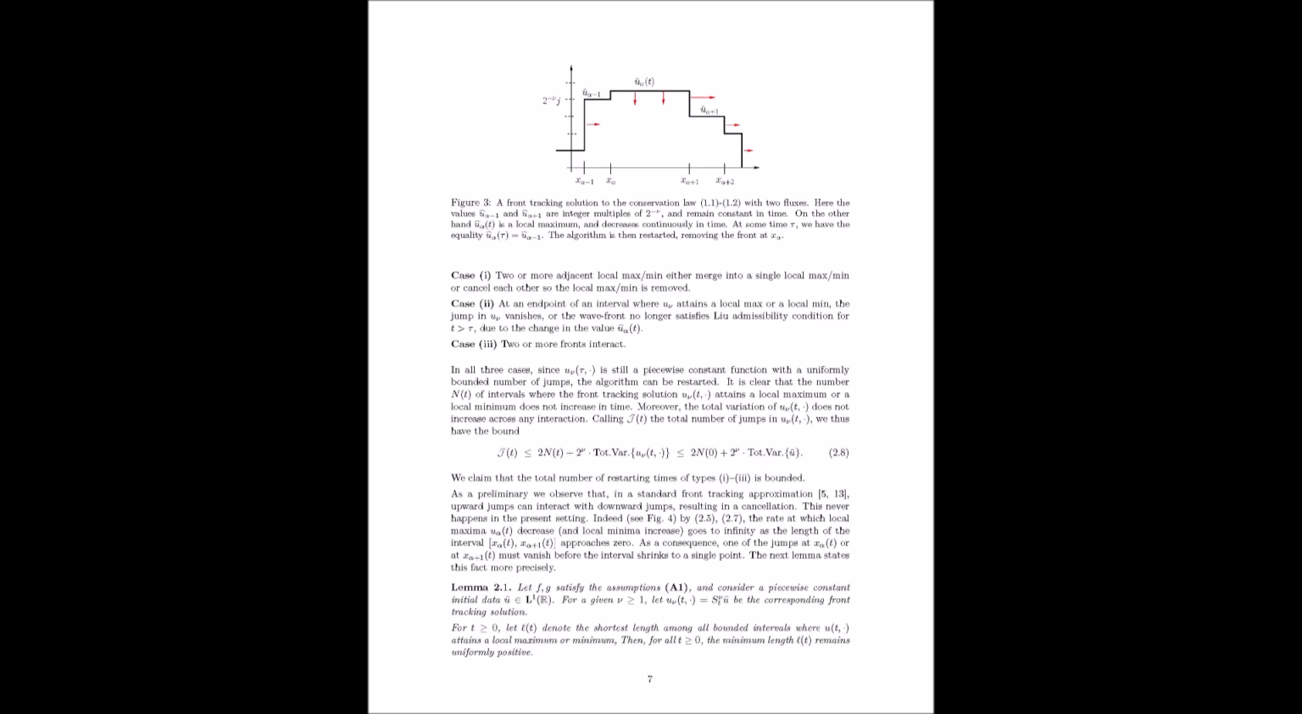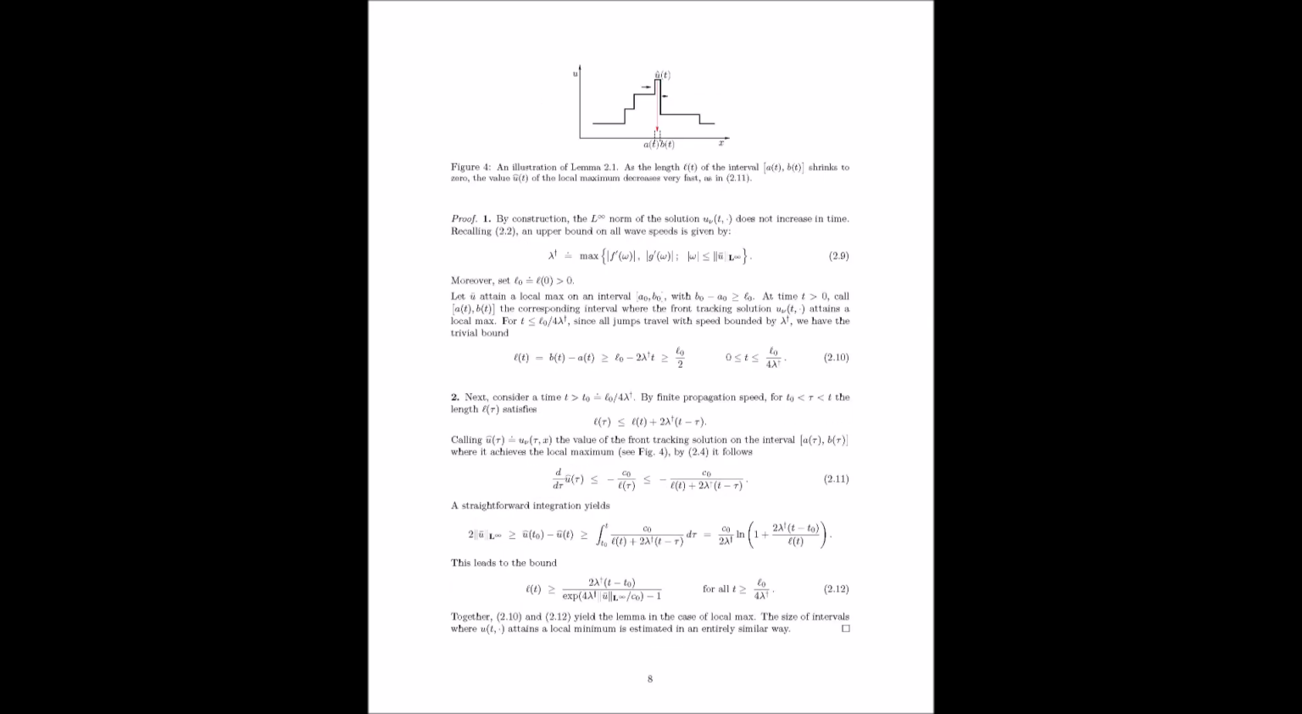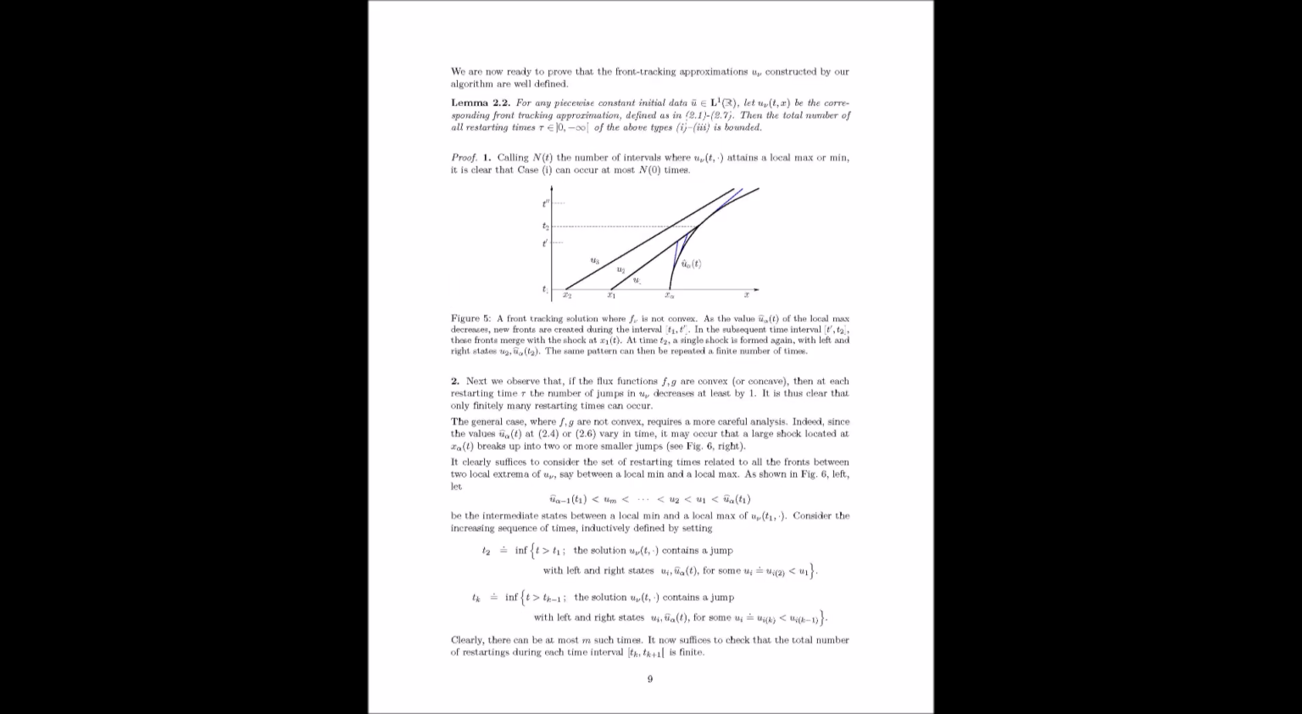But do they actually prove that this front tracking solution is well-defined and doesn't lead to any mathematical contradictions? Absolutely. They establish the well-defined nature of the front tracking solution, ensuring it behaves nicely and doesn't break down in unexpected ways. Mathematicians love their rigor. So what can we glean about the solution itself from this front tracking analysis? What kind of insights do they uncover?